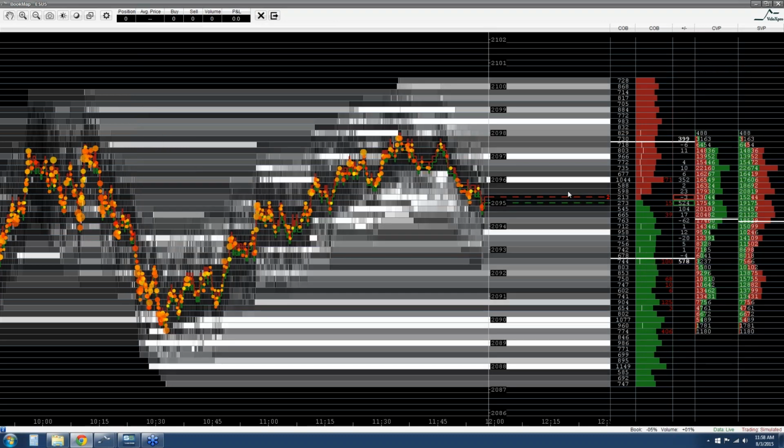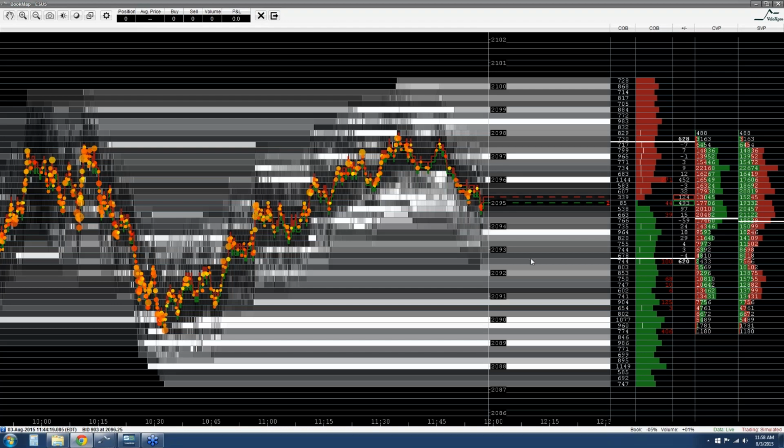All right, so anyway, we'll look at maybe a few of the different things that we went over. I went over one earlier about the sweeping of the book, returning back to where we came from, and then we've seen the reaction if price is accepting higher from these microstructural levels.